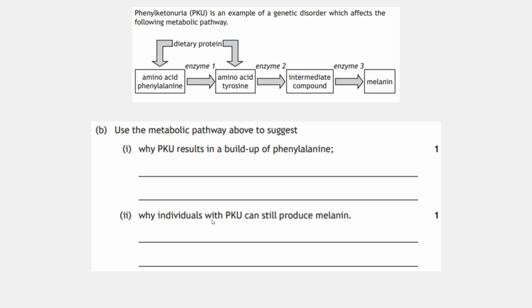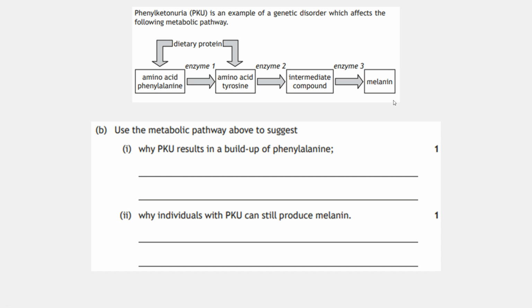Let's try another one. This time we've got a specific metabolic pathway. So even though you might not have discussed this or used the names of these chemicals, that's not important. Don't let any of these complicated chemical names put you off. It's about using your knowledge of these pathways. So this time we're told phenylketonuria or PKU is an example of a genetic disorder which affects the following metabolic pathway. So we've got amino acid phenylalanine being converted into amino acid tyrosine, both dietary proteins, and eventually we get to our end product, melanin.